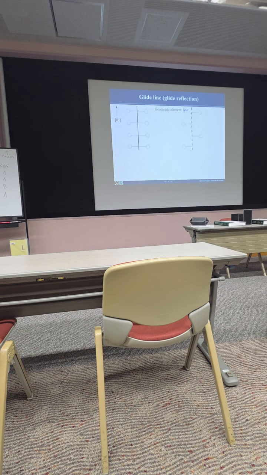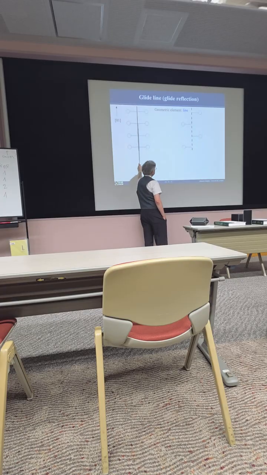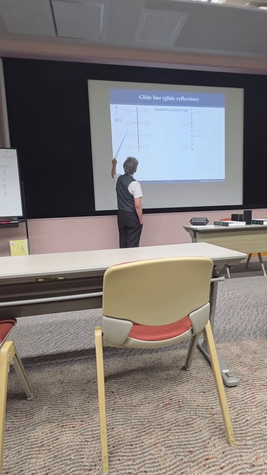Now, when you add the translation to your reflection in two-dimensional space, you get what is called the glide line. And the operation is a glide reflection. So, now these circles are atoms. Here I have a reflection line, two equivalent atoms. And then we add the translation. From here to here, you have a period, of course.